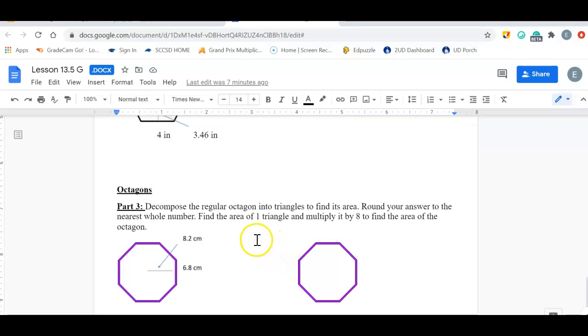When finding the area of an octagon, we can decompose it into 8 equal triangles or 2 trapezoids and a rectangle. Just like hexagons, this only works if it is a regular octagon, meaning all side lengths are the same and all angle measures are the same.